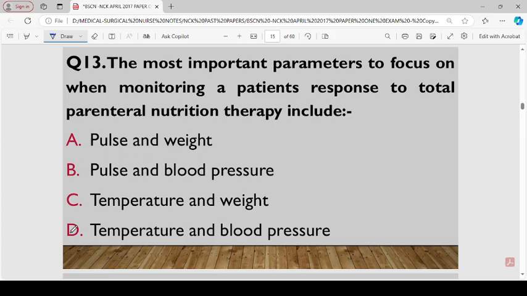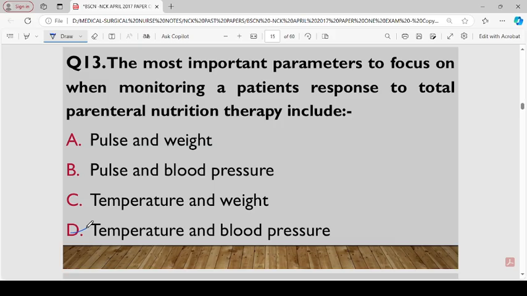Yeah, D. This is better. Temperature and blood pressure may be slightly prioritized due to the immediate risk of fluid status and infections associated with total parenteral nutrition, right? Okay.